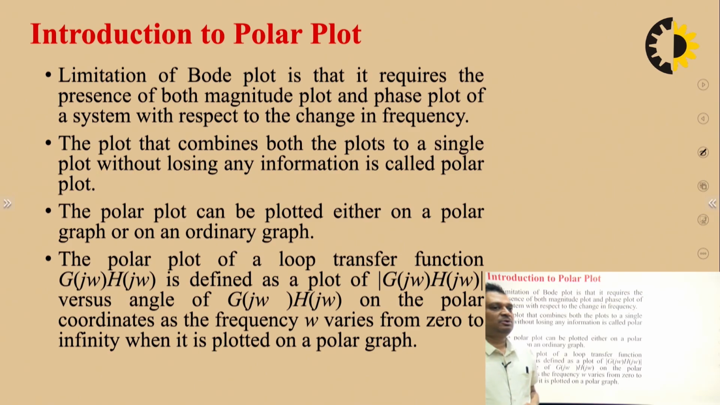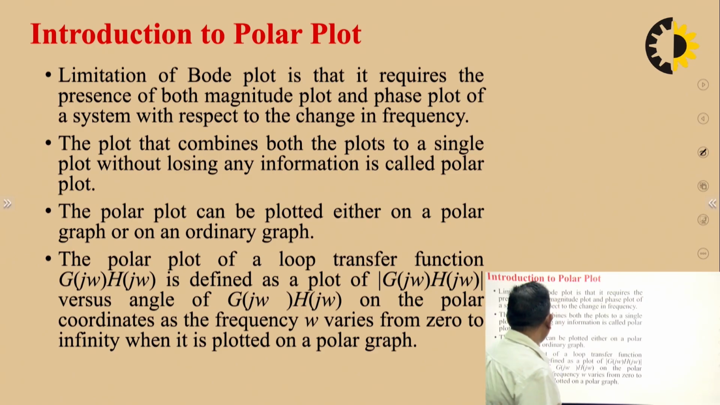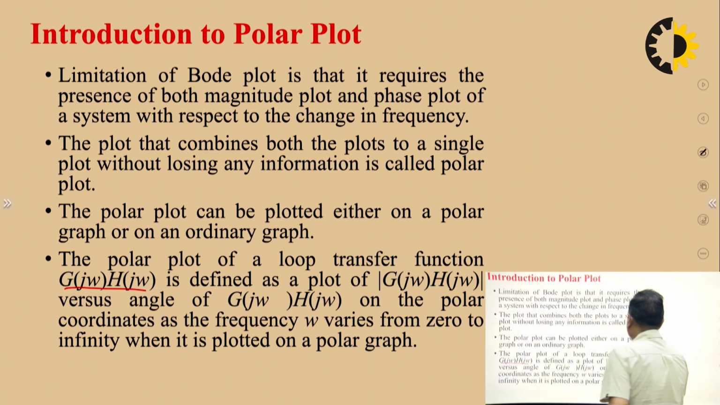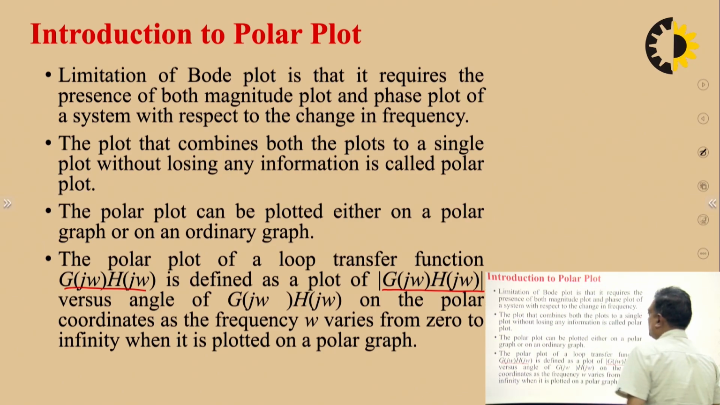The polar plot can either be plotted on a polar graph or on an ordinary graph. The polar plot of a loop transfer function, our loop transfer function is G(jω)H(jω). For sinusoidal frequency analysis, we will put s equals to jω in the given open loop transfer function. So magnitude is defined as the magnitude of G(jω)H(jω), and angle is defined as the angle of G(jω)H(jω) on the polar coordinates, and we will vary the frequency from 0 to infinity, and then we will plot the graph on a polar graph.